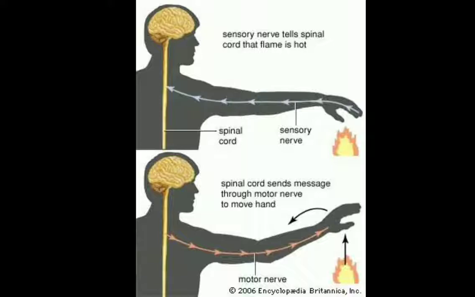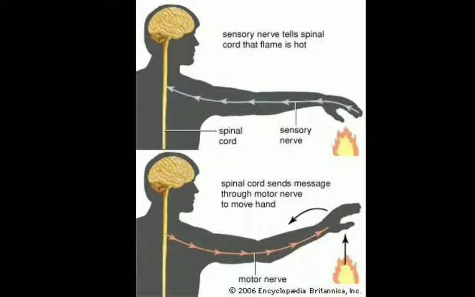Sensory nerves, as you can see in this diagram, these nerves carry message from the sense organs, that is eyes, nose, tongue, ear and skin, to the brain and the spinal cord. Sensory nerve tells the spinal cord that flame is hot and so we will take off our hand from the flame.